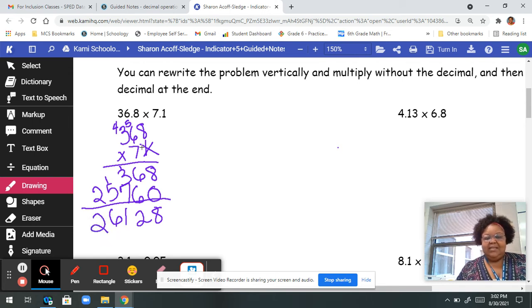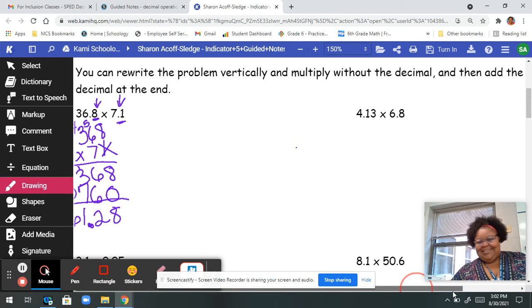Now, where do I put my decimal? You count how many numbers you have behind your decimal. So I have one number behind the decimal here, and one number behind the decimal here. So I have 2 numbers behind the decimal. So I need to come down here, 1, 2, and put my decimal here. So that's how we determine. You might remember this from 5th grade, but that's how we determine where to put our decimal.